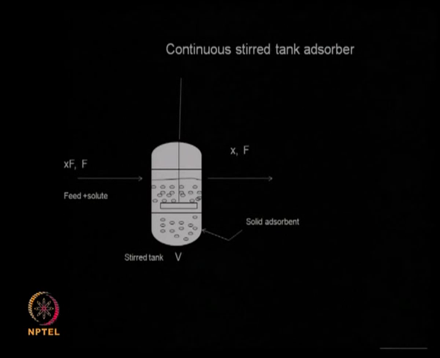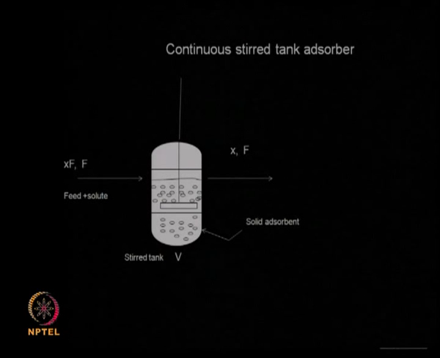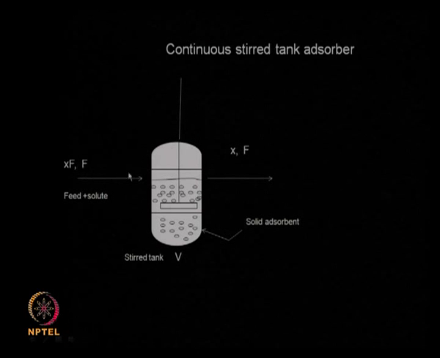Now, let us go to the continuous stirred tank, again I just introduced this concept. Adsorption can be done either in batch mode or in continuous mode. If you look at a continuous stirred tank, what is happening? You have the adsorbent inside as a solid material, like activated carbon or zeolite beads or silica gel beads and so on, and there is an agitator here, and continuously you are feeding in the solution which contains your solute or the adsorbate. The solute gets adsorbed and the stream that is leaving will have less of the solute. So, x will be less than xf, and x is the concentration in the tank.